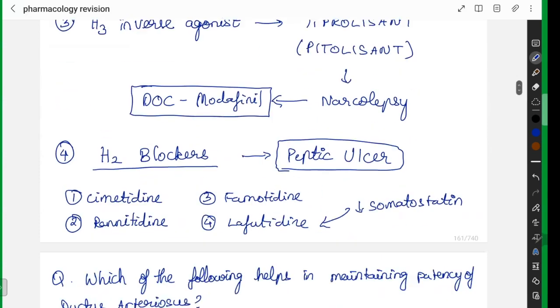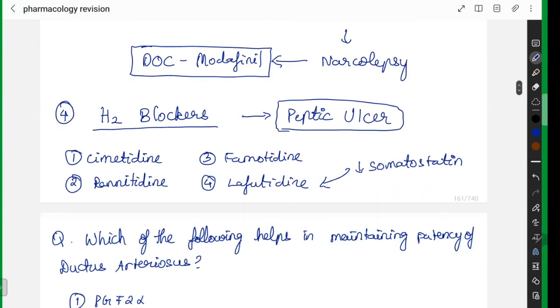Now coming to your H2. I told you, right? H2 is present all along your gastric mucosa, so they are involved in gastric acid secretion. So what you can do is block this H2 so that gastric acid is prevented. In which condition will you do that? In case of peptic ulcer disease and GERD, you can go for an H2 blocker. What drugs are helpful as H2 blockers? Ranitidine, cimetidine, famotidine, lafutidine.